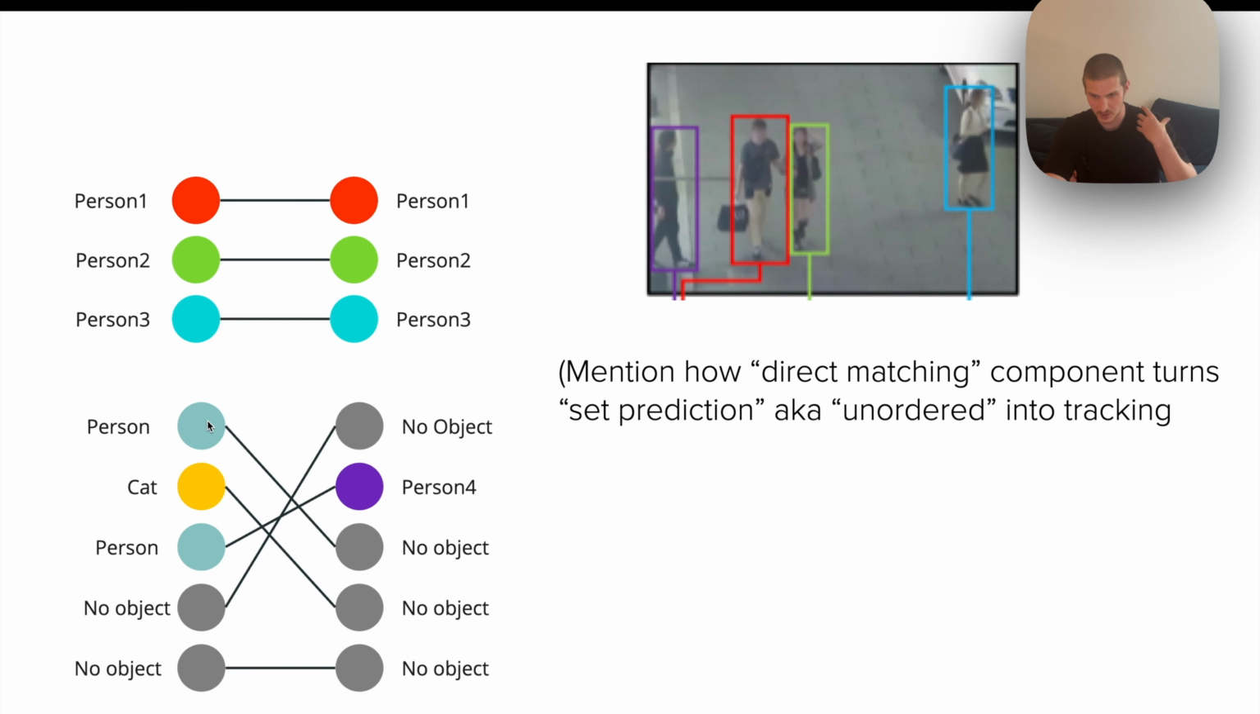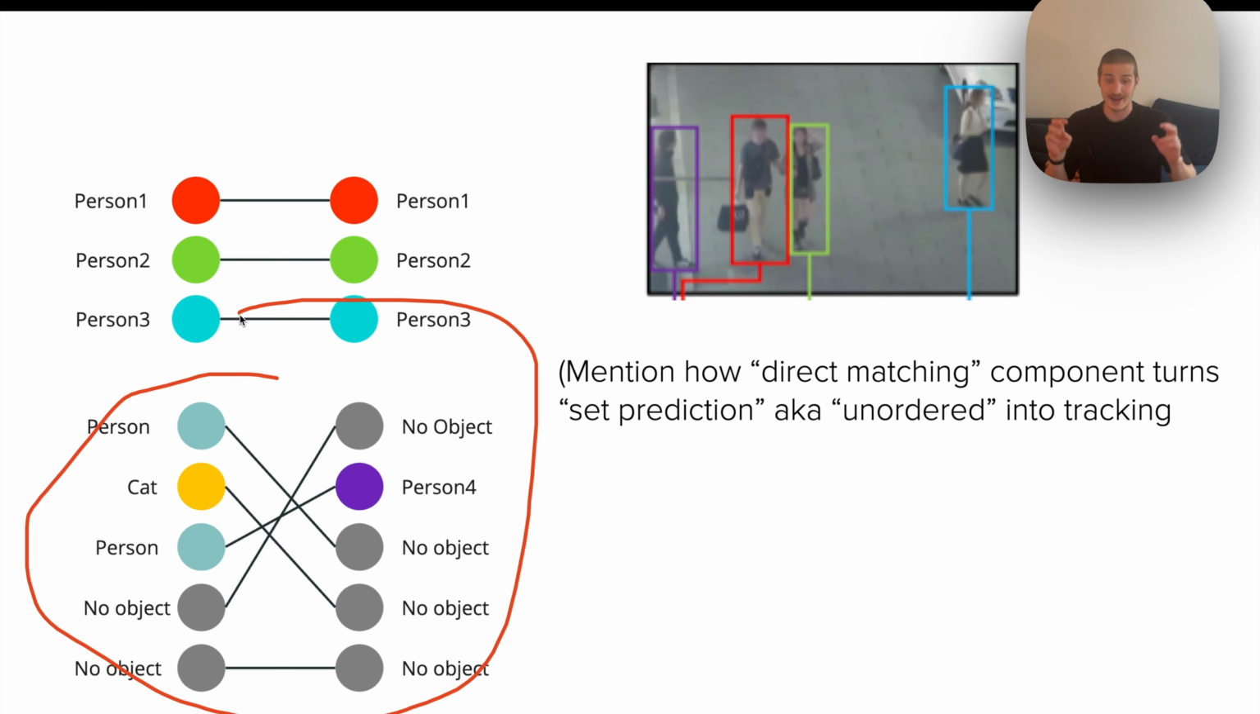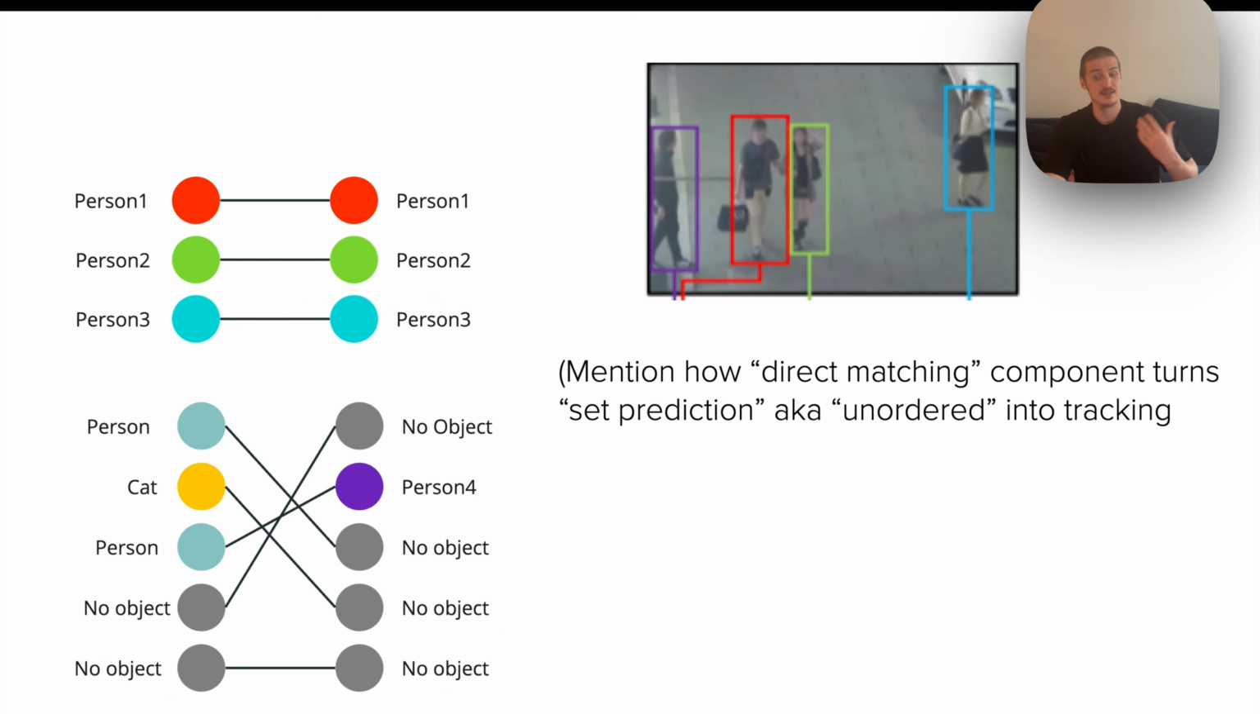Then for new objects, we can imagine that, for example, the model predicted person, cat, another person, and two no-object classes. For this part of the model, we run this Hungarian matching loss, let it iterate over all possible combinations and find the best match for us, which in this case was this person prediction, so it got matched to the fourth object, and everything else gets matched to no object.